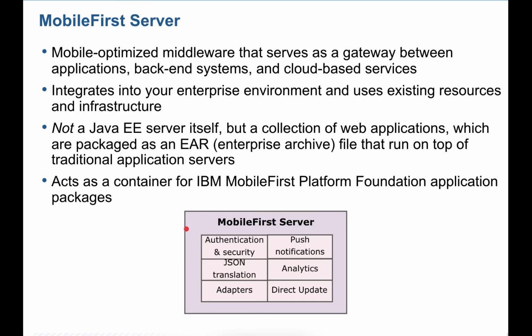The next component that we have seen is mobile first server. Basically, as I have already talked about in the last slide, I'll just summarize it again. This is the mobile optimized middleware that serves as a gateway between the application and backend systems and cloud-based services. As I told you, a few things you can do. The last one you have seen, that direct update, and then analytics, push notification, and adapters will again be deployed to the mobile first server.